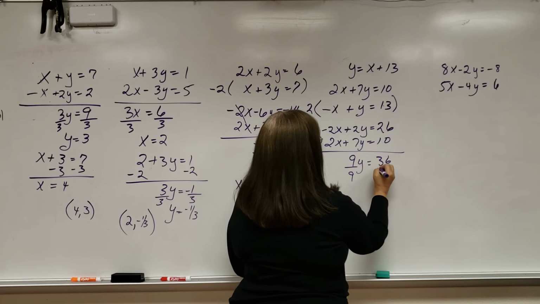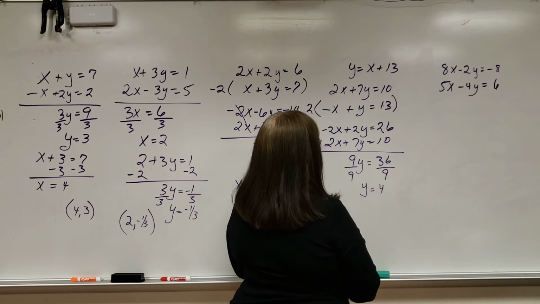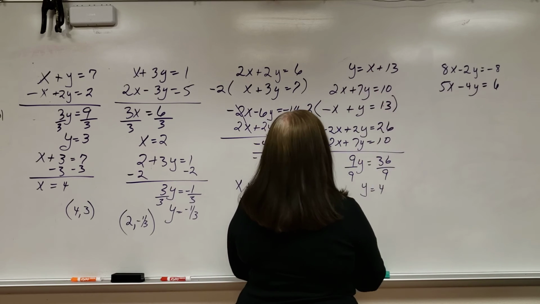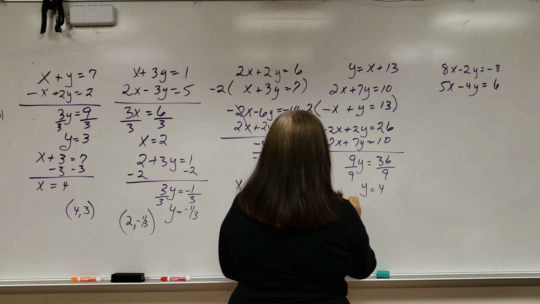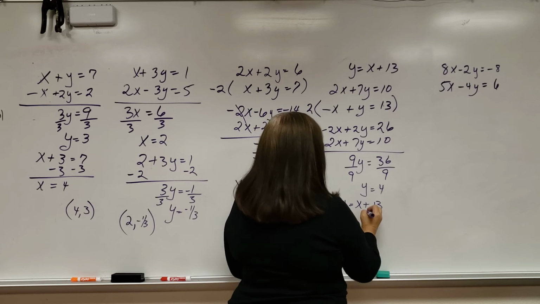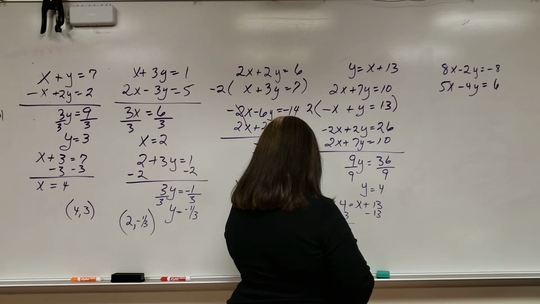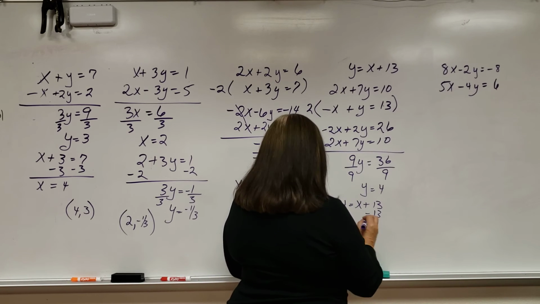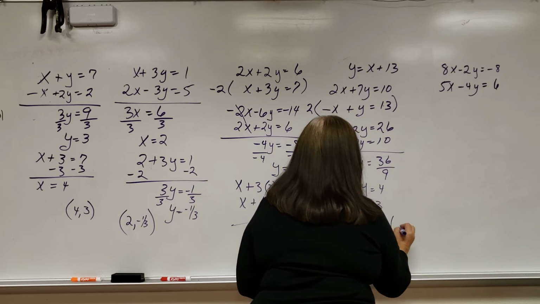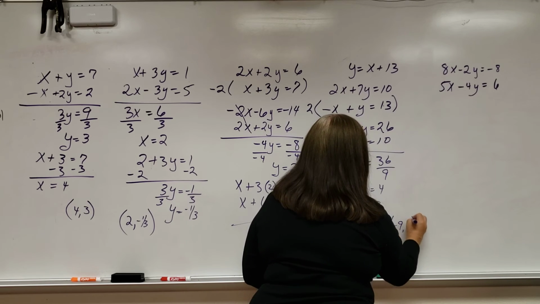Dividing by 9 on both sides gives us y equals 4. Taking our 4, putting it back into either one of these equations, I'm going to use this one. So we have 4 equals x plus 13. I subtract 13 from both sides, and we get negative 9 is equal to x. So the answer to our system here is negative 9, 4.